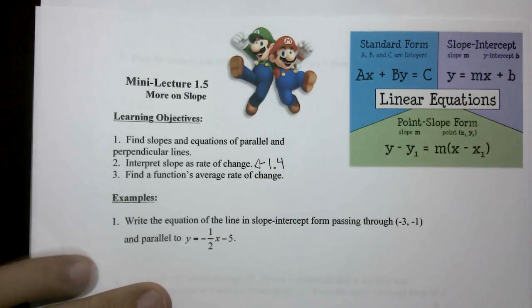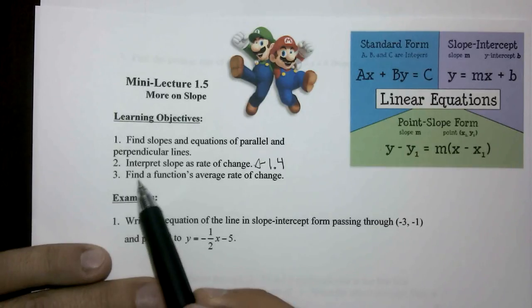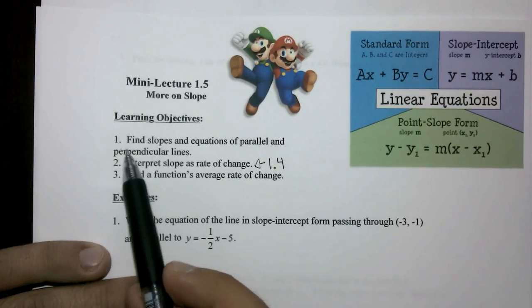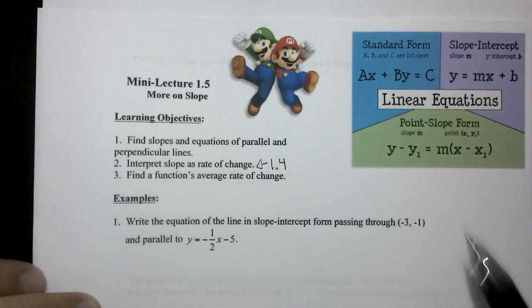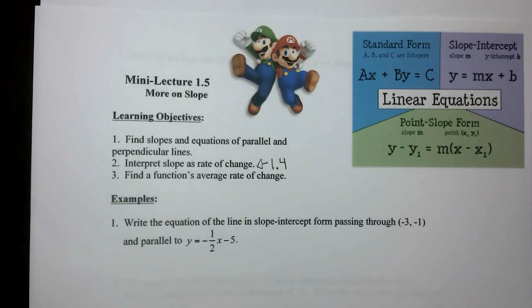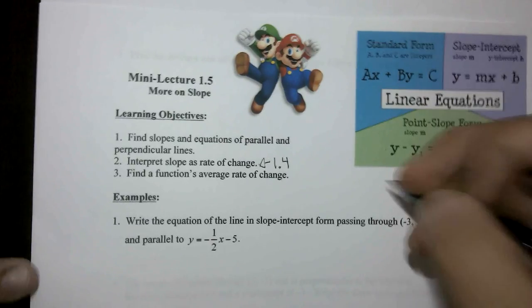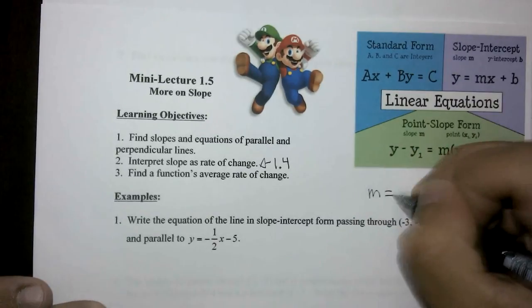I think the new thing that's coming into play eventually towards the end is finding a function's average rate of change. The first objective in particular is really going to hit with these first two examples. You might notice that we have a refresher up here with linear equations: standard form, slope-intercept form, point-slope form. We'll also sketch in the slope formula in case we need it.